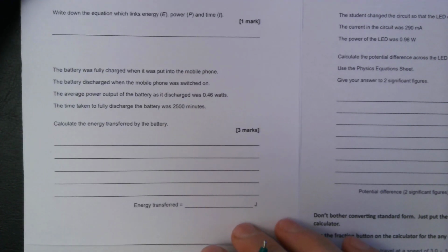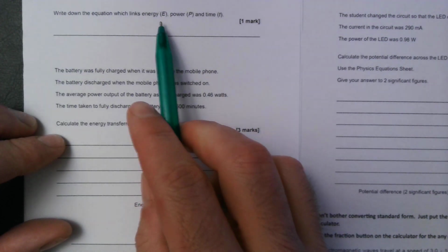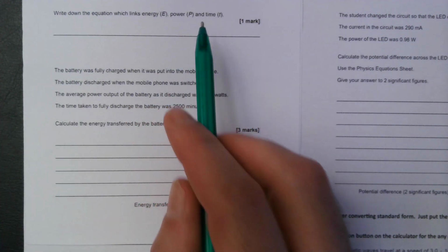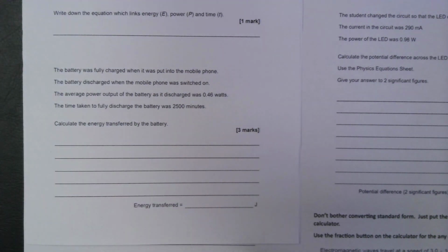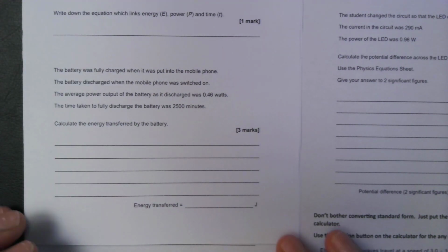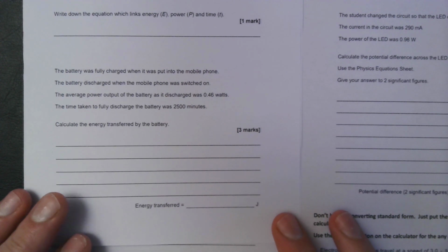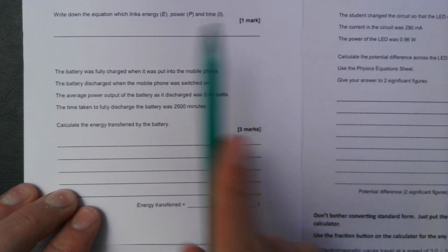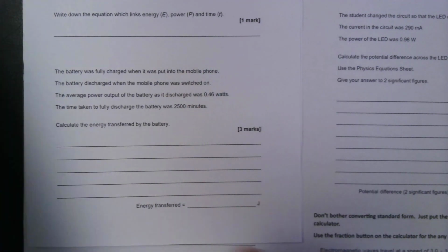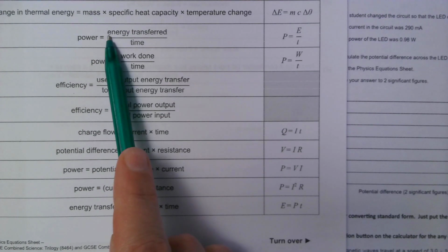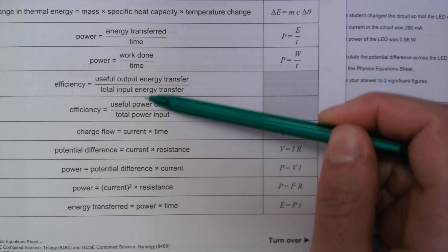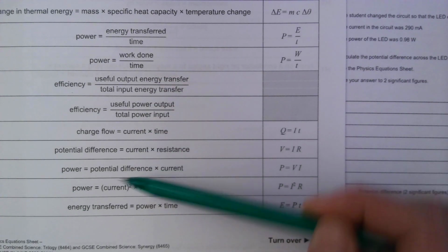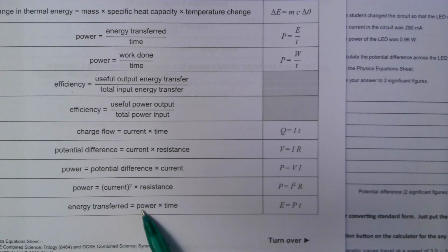It says write down the equation with energy, power, and time. So it's just the same equation. We've got to be smart about this, and with this one we can not bother rearranging. Let me show you why. We've got energy, power, and time. We could use that one, but we could continue on down and we've got the same equation rearranged for you. Energy equals power times time.